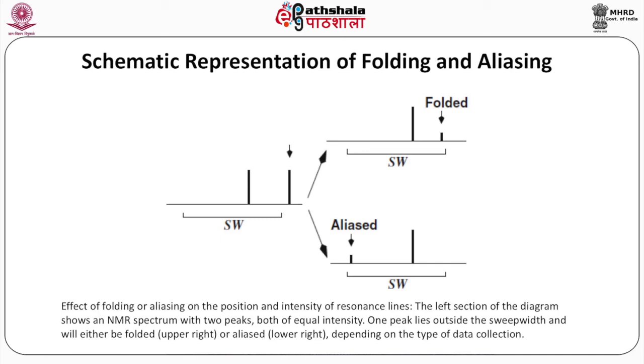The left section of the diagram shows an NMR spectrum with two peaks, both of equal intensity. One peak lies outside the sweep width and will either be folded as shown in the upper right or aliased as shown in the lower right, depending on the type of data collection.